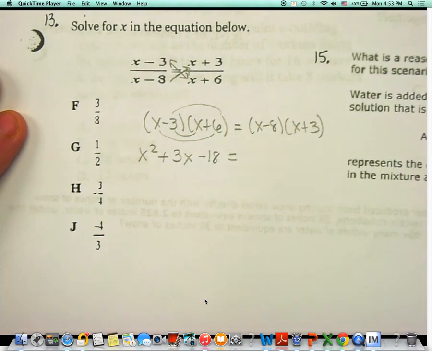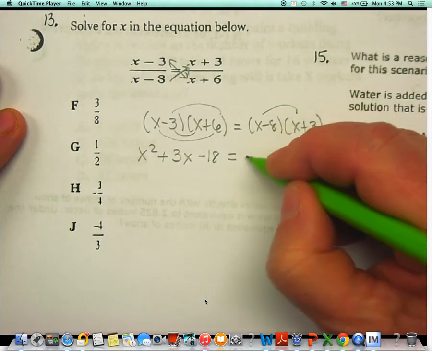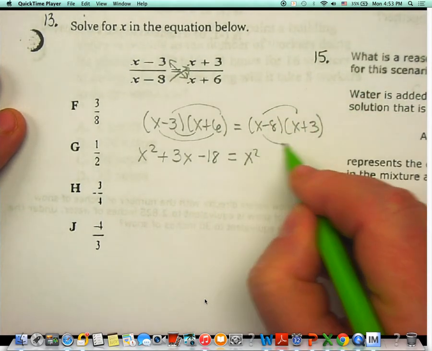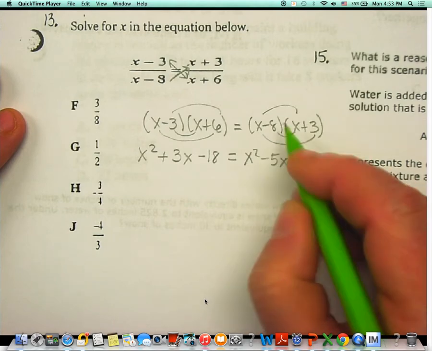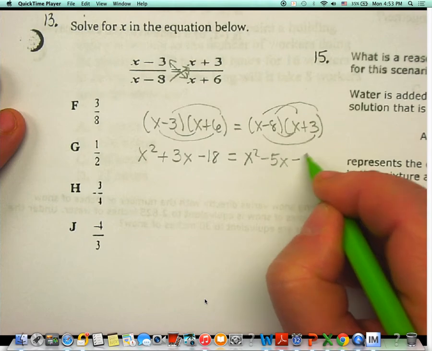Okay, then we'll FOIL the other side. X times x is x squared. And then 3x minus 8x is a negative 5x. Then negative 8 times 3 is negative 24.